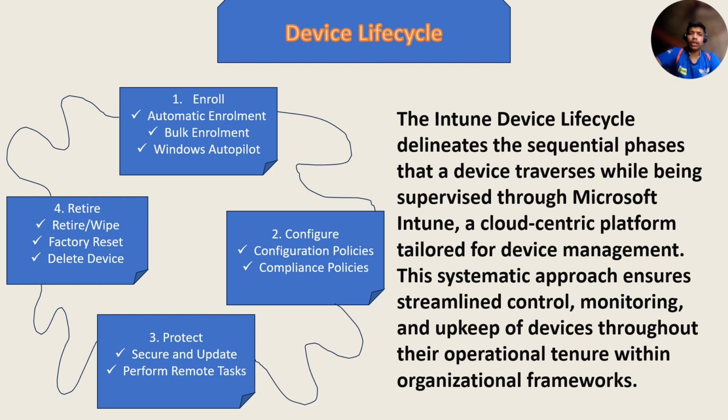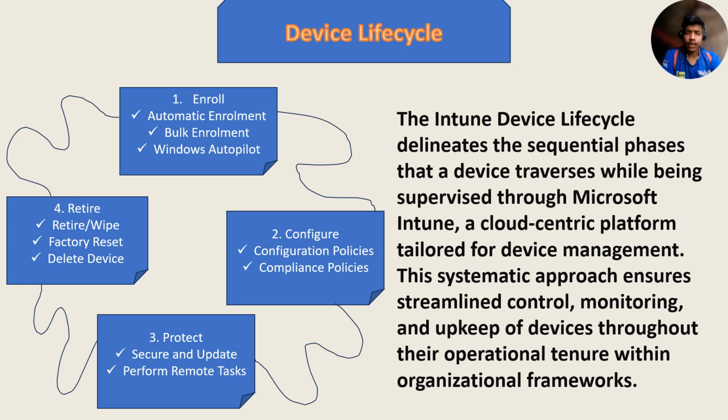In enrolling the device, we have the option to enroll the device manually, which is called manual enrollment. And if we have many devices, we can do a bulk enrollment. And the third, which we covered lastly, is called Windows Autopilot. The second phase is configuration. In this phase, we configure the policies onto the device, and also apply the compliance policies on that device. The third phase is called protect.